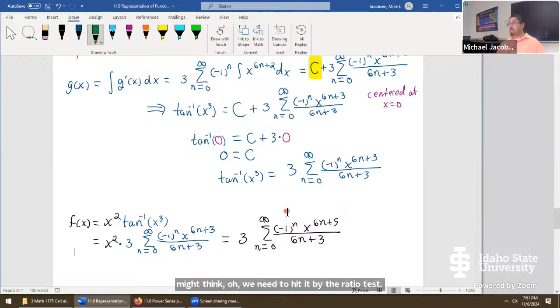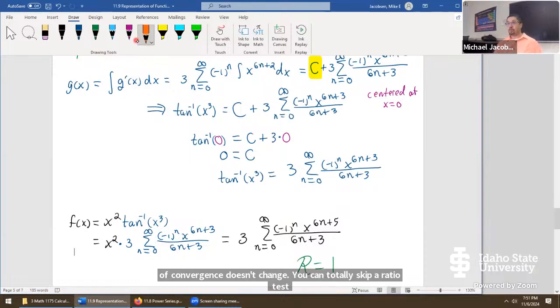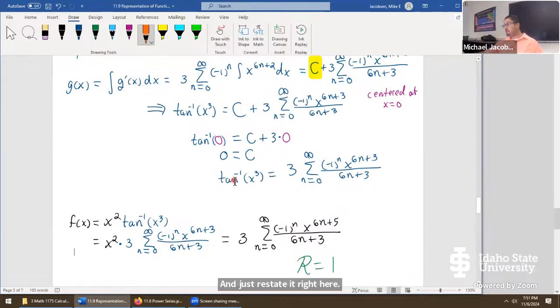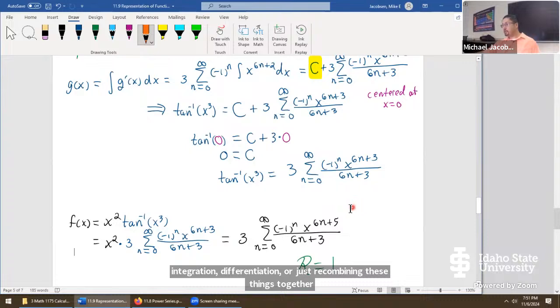You could use the ratio test here. But what that theorem is telling you is radius of convergence doesn't change. You can totally skip the ratio test and just restate it right here. So integration, differentiation, or just recombining these things together never changes our radius. So we did it, folks.